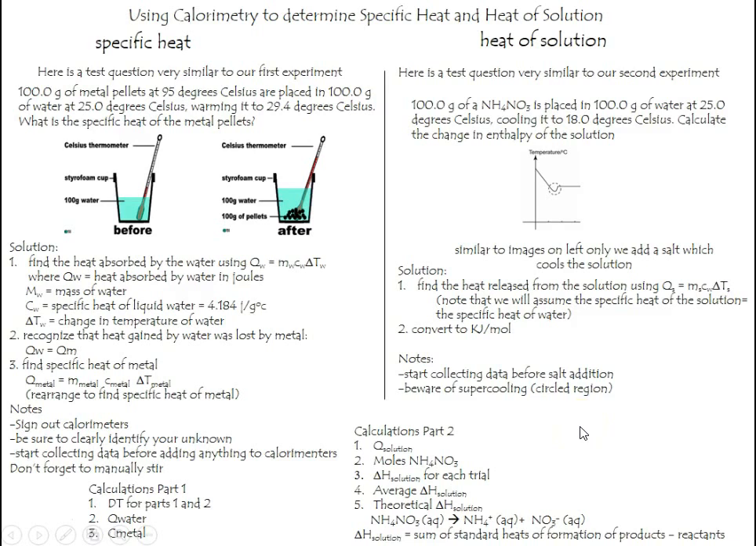There are 5 calculations for part 2. The heat of solution, which is right here. The moles of ammonium nitrate that you use, converted from grams. The heat of solution for each trial. And then the average heat of solution when you average the trials. Also, please calculate the theoretical heat of solution using standard values.